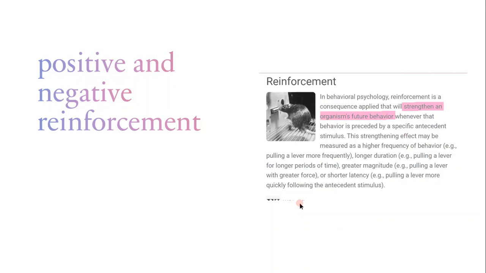Okay, positive and negative reinforcement. So in behavioral psychology, reinforcement is a consequence applied that will strengthen an organism's future behavior whenever that behavior is preceded by a specific antecedent stimulus. I'm learning a lot of words today. This strengthening effect may be measured as a higher frequency of behavior, so pulling a lever more frequently, longer duration, etc. So positive reinforcement strengthens an organism's future behavior through good things such as food, and negative reinforcement strengthens an organism's future behavior by bad things.